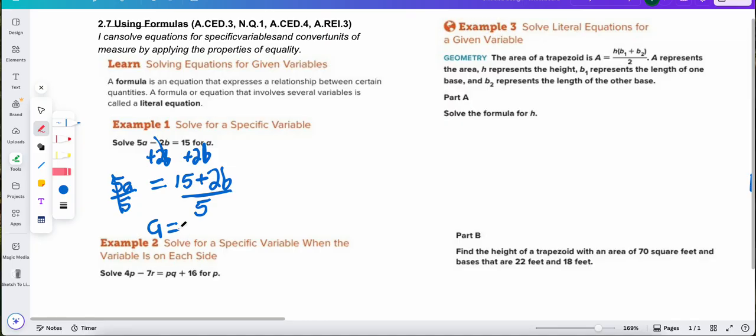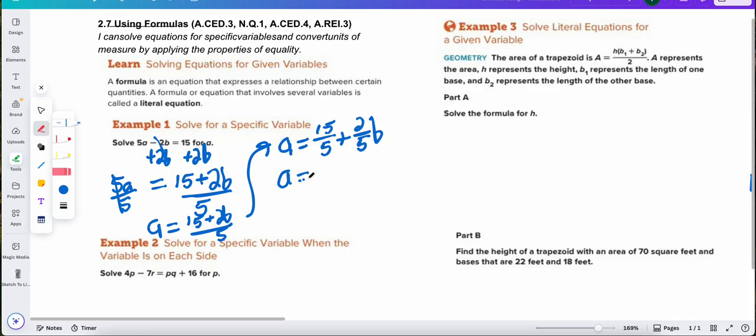equals. Now, you could rewrite this as a fraction. So we could have 15 plus 2b over 5. But we could also rewrite this to where we're dividing each thing by 5. So we could have 15 over 5 plus 2 over 5b. Okay. 15 over 5 simplifies down to 3. So then I'd have plus 2/5 b. So this is the most simplified version of that equation when you solve for a.